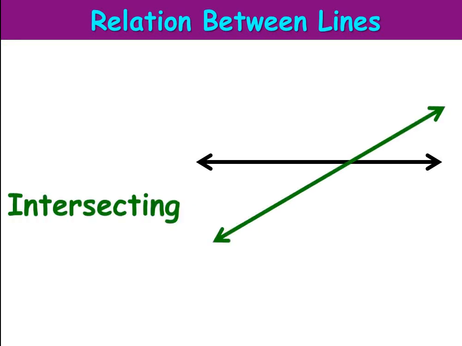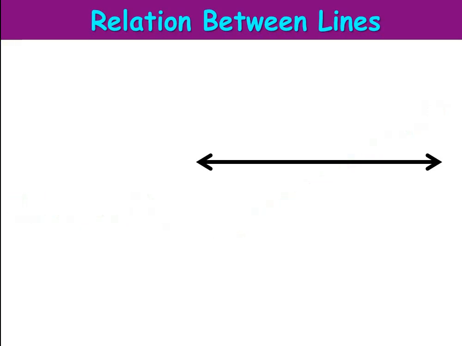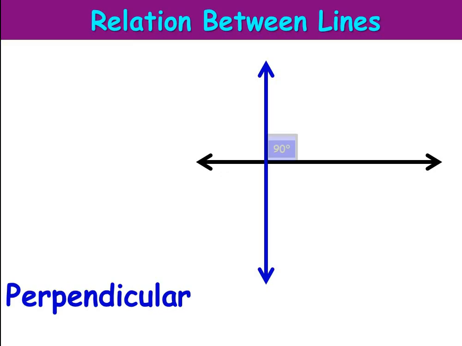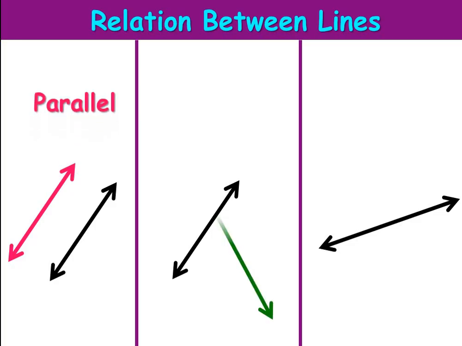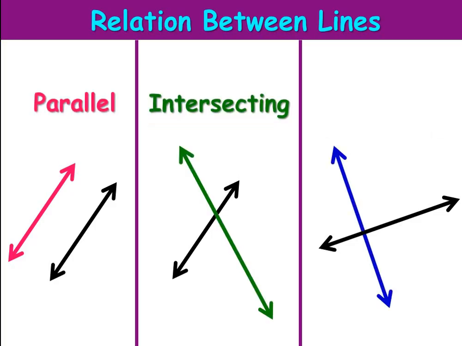For the intersecting, we have 4 angles formed out of this intersection, and they don't form a 90-degree angle. For the perpendicular, we have 4 angles also, and they are intersecting, and they also form a 90-degree angle. So those are the 3 relationships we have. We should differentiate between the 3.